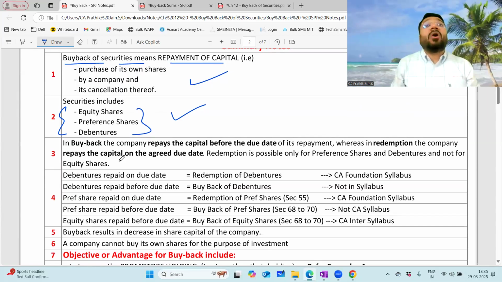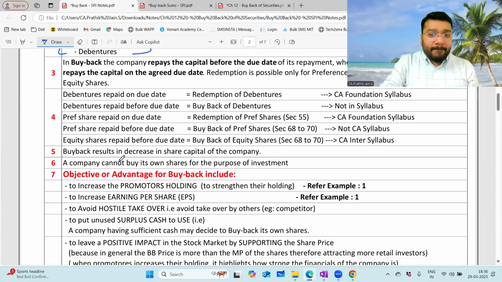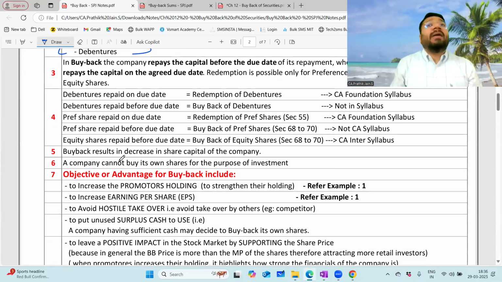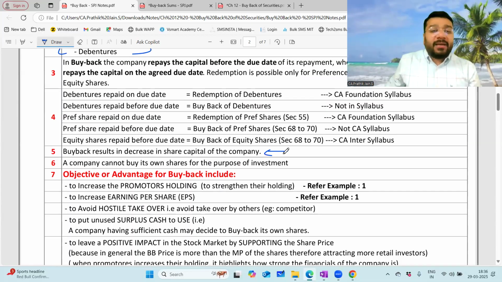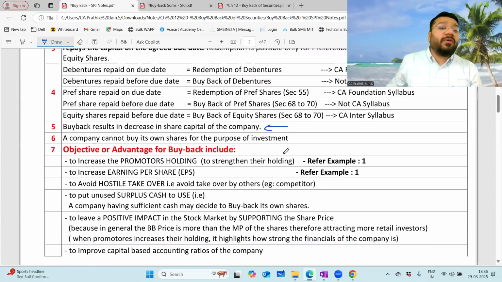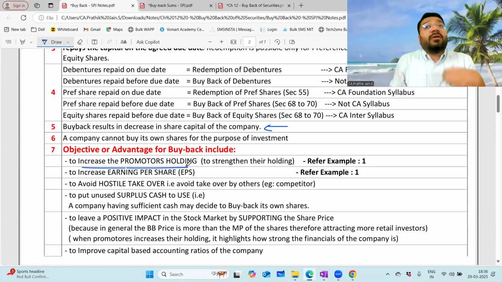Redemption means repayment on the due date, on the agreed date, whereas buyback is before the due date. When I do the buyback, will it increase the capital or decrease the capital? It will decrease the capital. What is the first objective of the buyback? To increase the promoters holding or to increase the controlling shares of the company.